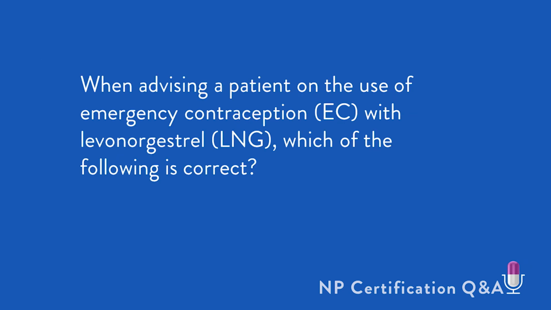When advising a patient on the use of emergency contraception with levonorgestrel, which of the following is correct? And I'm going to use some terms here. Emergency contraception is often abbreviated EC. Levonorgestrel, a progestin, is often abbreviated LNG.